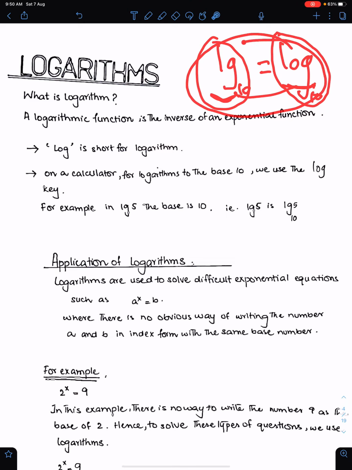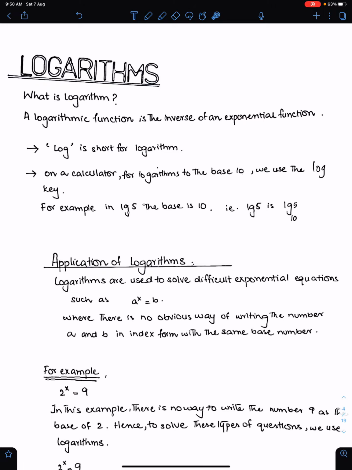And this log is known as common log. For example, in log 5, the base is 10. That is, log 5 is log base 10 of 5. But the formal way of writing this log is this. There is no need to mention the base 10 because it's understood that the base of LG is 10.